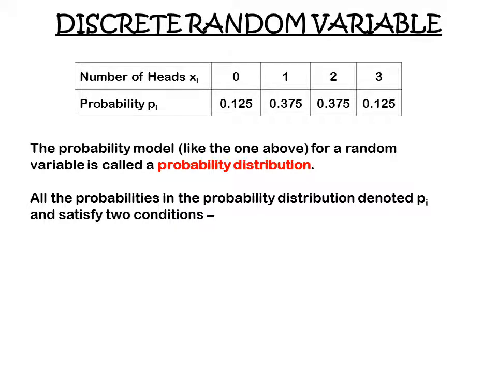All the probabilities in the probability distribution, denoted p sub i, have to satisfy 2 conditions. These 2 conditions are the same that we've been working with when talking about probability models. Each probability must be between 0 and 1, and the sum of all the probabilities in the distribution must equal 1.